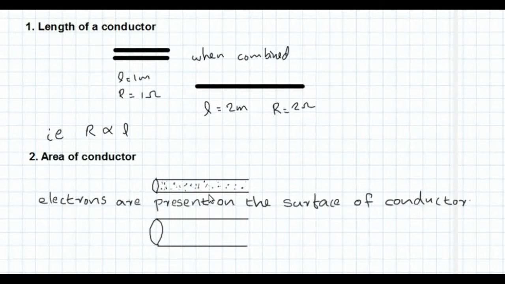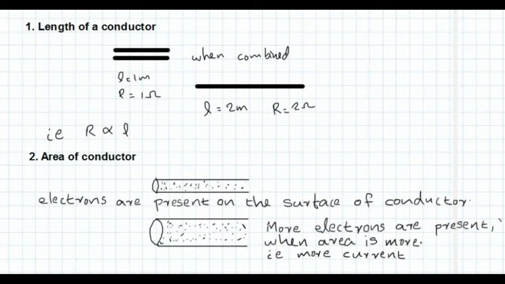Then consider another wire for which the area is more, right? There is more area of cross section. More area of cross section means what? There is more area available for the free electrons to be present, right? And what is current? Current is the flow of these electrons per second. So since there are more electrons present, there is more current. More current simply means what? There is less resistance. So when you compare these two conductors, this conductor is having more area.